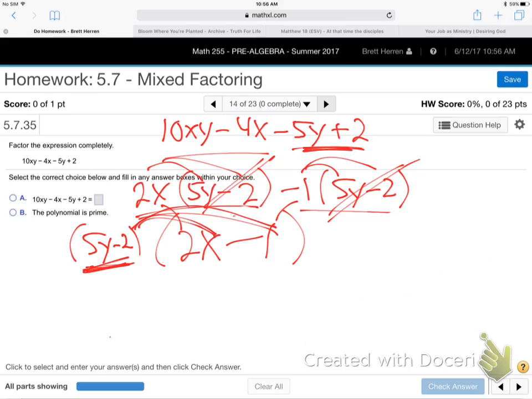Woo! We did 4 hours of factoring today. That was a lot of factoring.